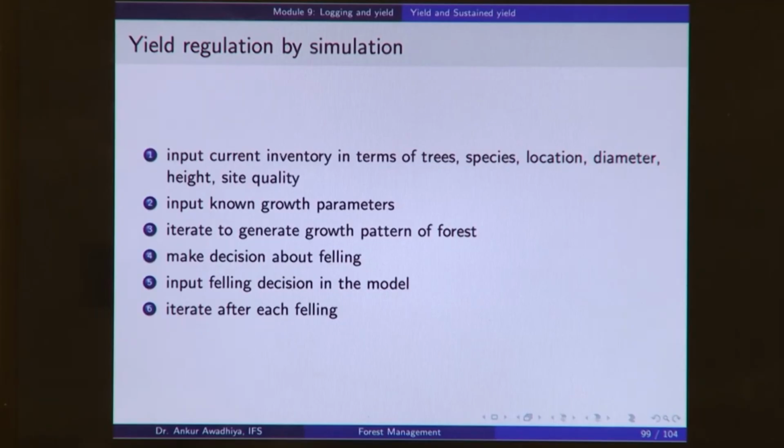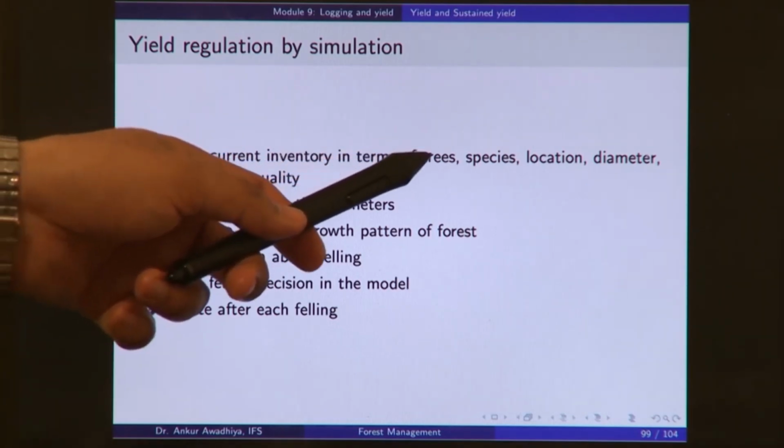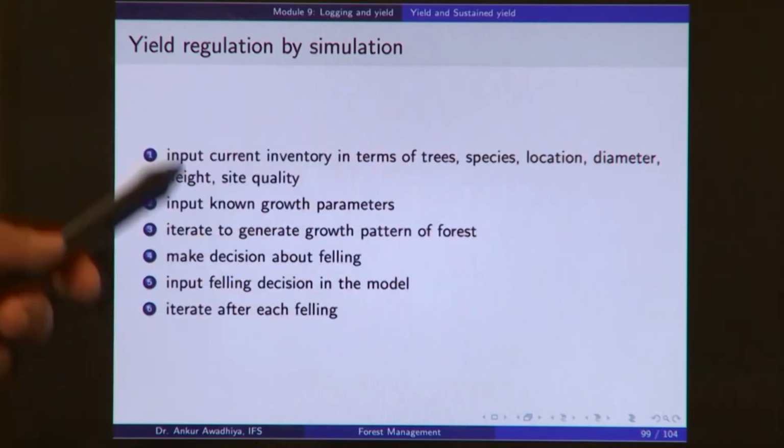Next, we also have yield regulation by simulation that we make use of these days. Yield regulation by simulation makes use of computer programs to do the number crunching. So, these are the steps. One, you input the current inventory in terms of trees, species, location, diameter, height and site quality. So, essentially you are modeling your forest.